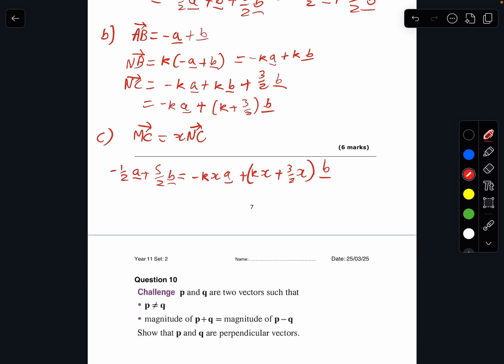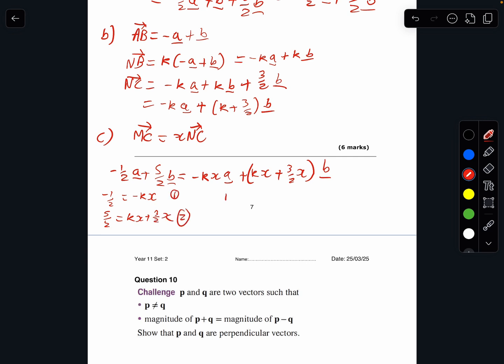Now, because of how vectors work, this a and this b are going in different directions. So if I want the left side and the right hand side to be exactly the same, I need the thing in front of the a's to be the same, and I need the thing in front of the b's to be the same. So this 5 over 2 here must be the same as this thing here. Now I've got a set of simultaneous equations. Minus a half is equal to minus kx. And similarly, 5 over 2 is equal to kx plus 3 over 2x. That's equation 1, that's equation 2.